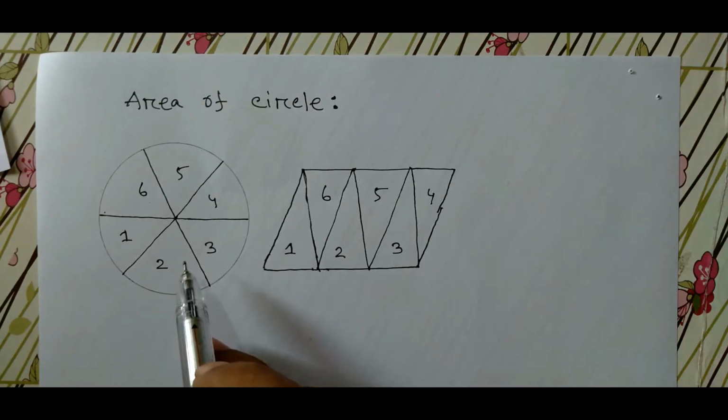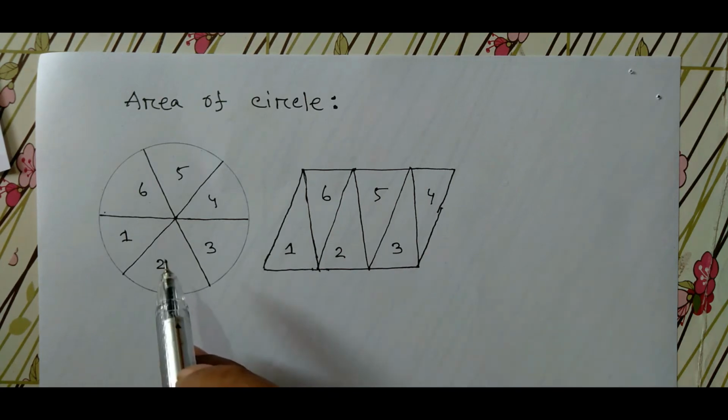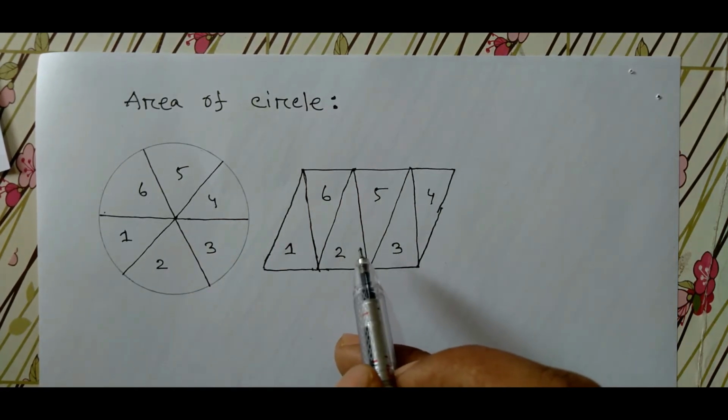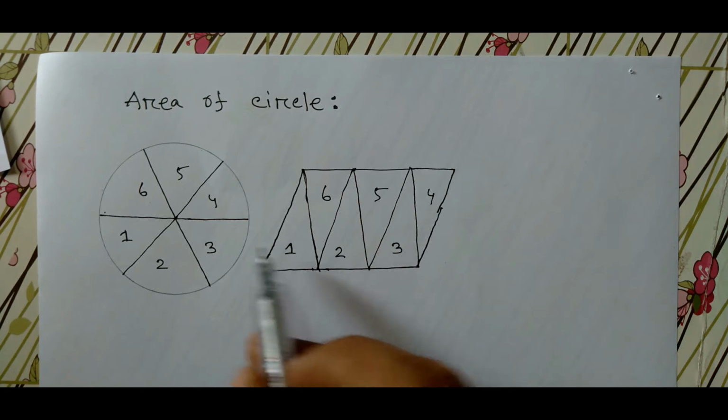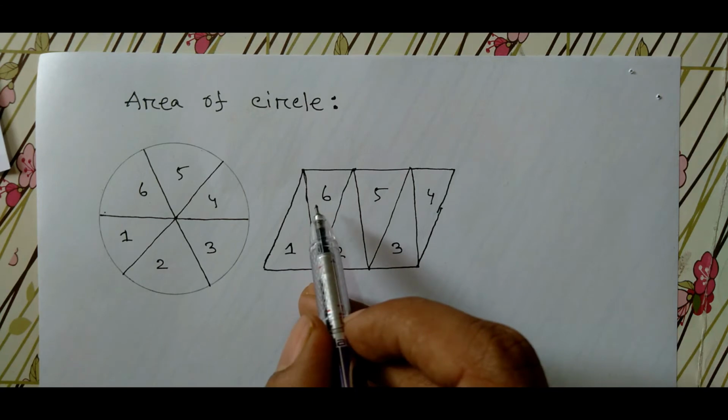Now we will find the area of circle from the area of parallelogram. To do this, at first we have to cut the circle into 6 pieces, and these 6 pieces are 1, 2, 3, 4, 5 and 6. Now we will place these 6 pieces into the parallelogram. If we place these 6 pieces into the parallelogram, then we will find 1, 2, 3, 4, 5 and 6.